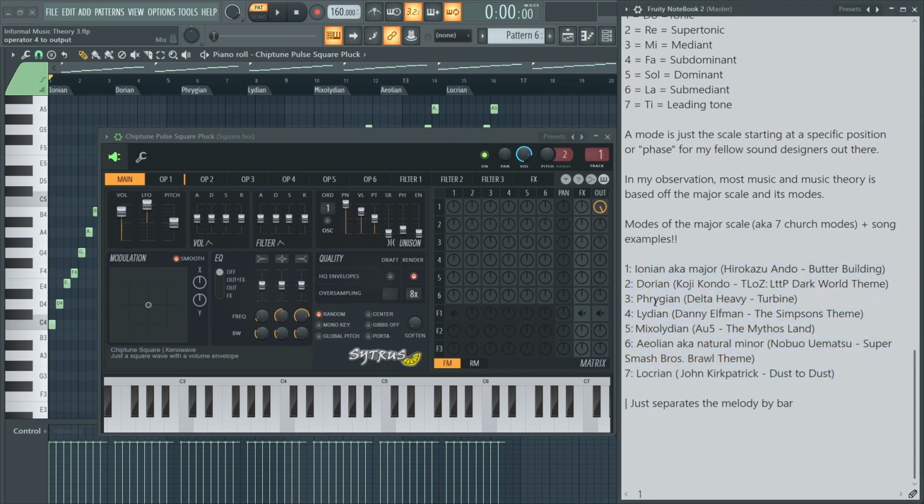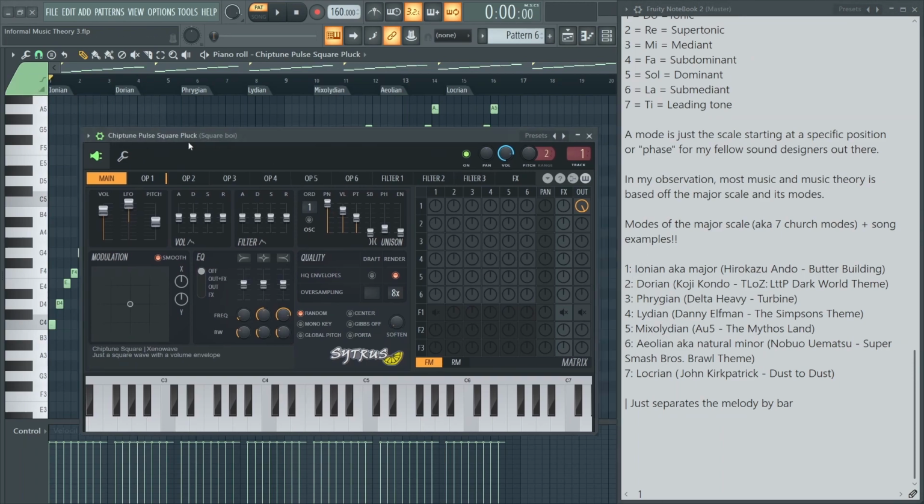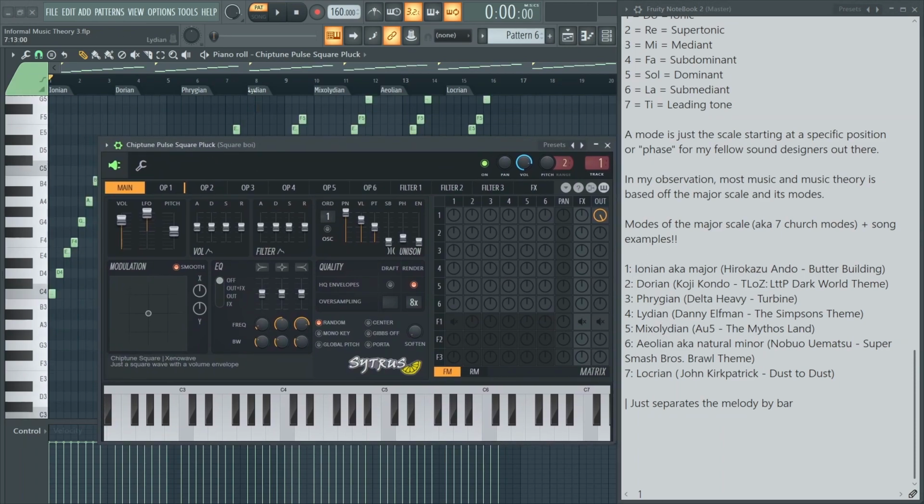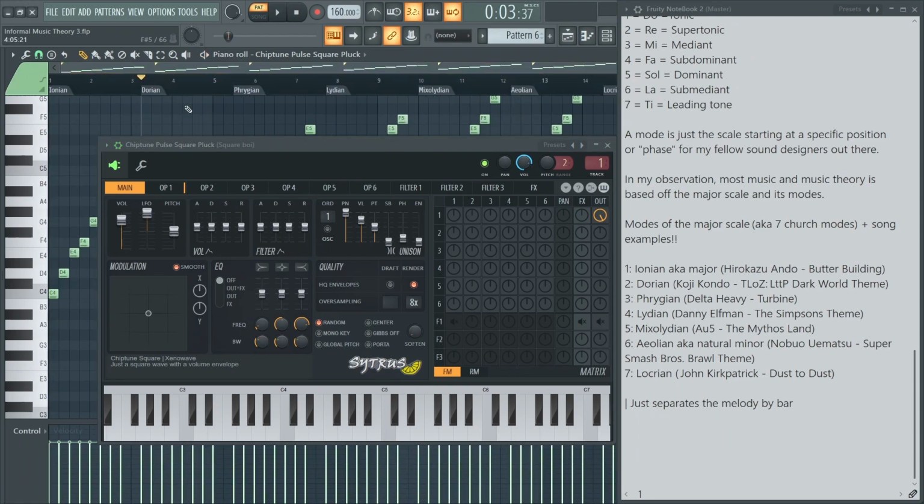So Ionian, Dorian, Phrygian, Lydian, Mixolydian, Aeolian, and Locrian. And I'm just gonna play them all out one by one. So here's the first mode of the major scale. That's just the major scale. It's just a major scale because you're starting from 1. It's called Ionian.